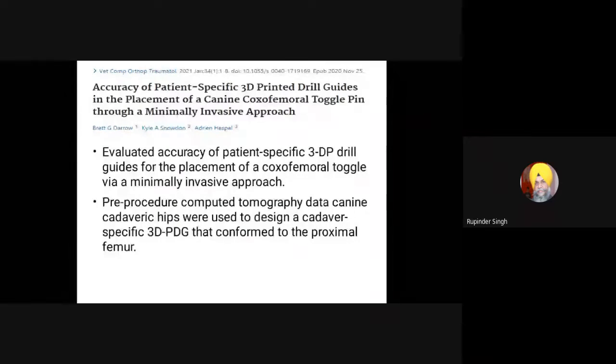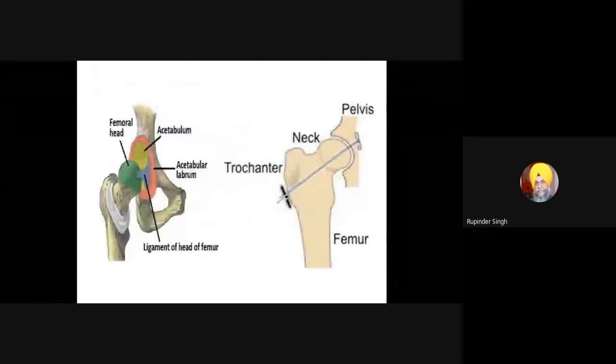Drill guides means the guide which is placed before drilling. So a tunnel is created, like on the right side you can see a tunnel is created through which the thread with some implant is placed and tied down. It is tightened so that it should not come out. It is fixed. So this type of pre-operative planning may be possible using 3D printing.